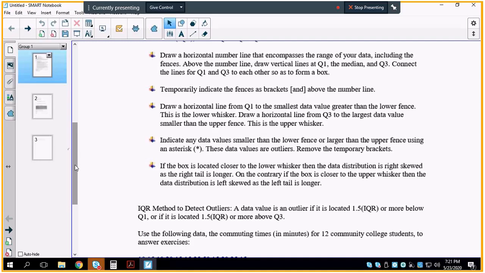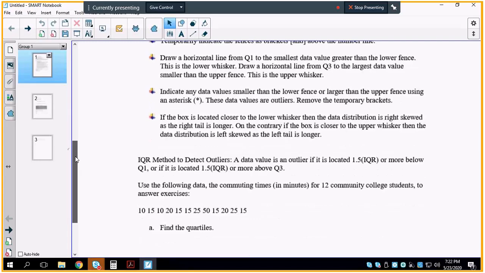Remove the temporary brackets. If the box is located closer to the lower whisker, then the data distribution is right skewed, that is, the right tail is longer. If the box is located closer to the right whisker, or the upper whisker, then it is left skewed, when the left tail is longer.